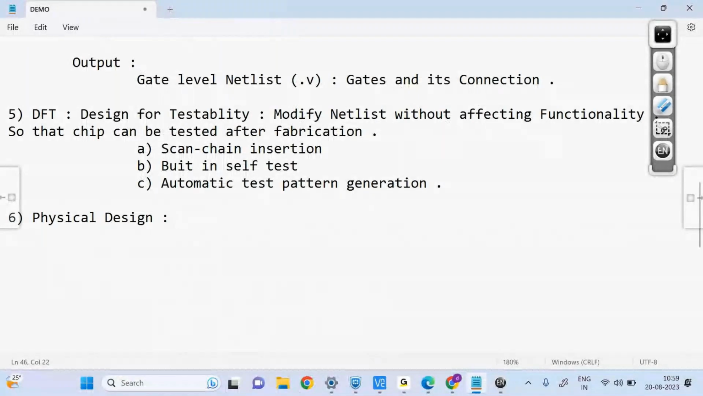Physical design means converting gate level design into physical level design.